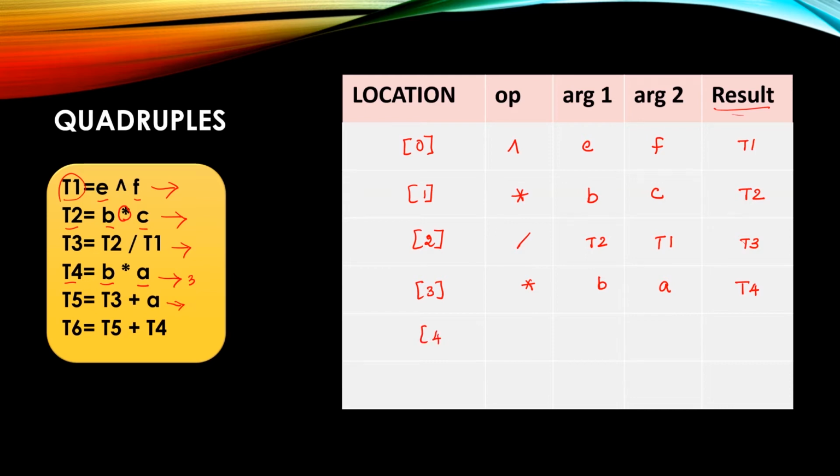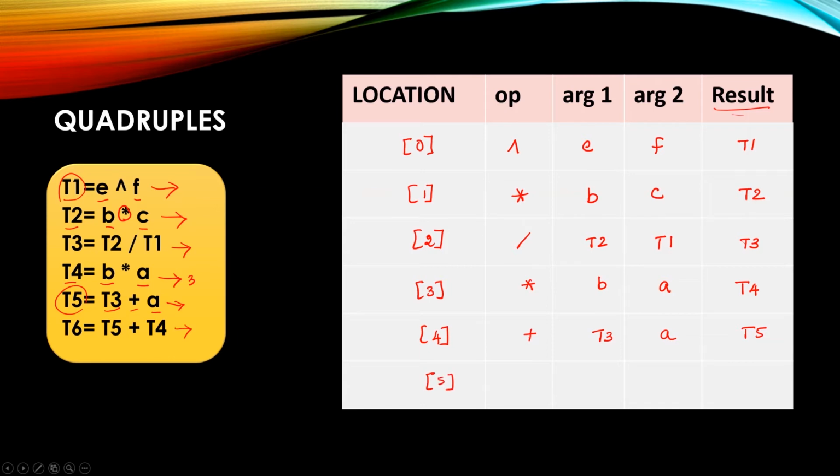Next, this statement is stored in the location 4. So for this statement, what is the operator? Plus is the operator. What is the first operand? T3 is the first operand. And what is the second operand? A is the second operand. Where the result will be stored? It is stored in T5.